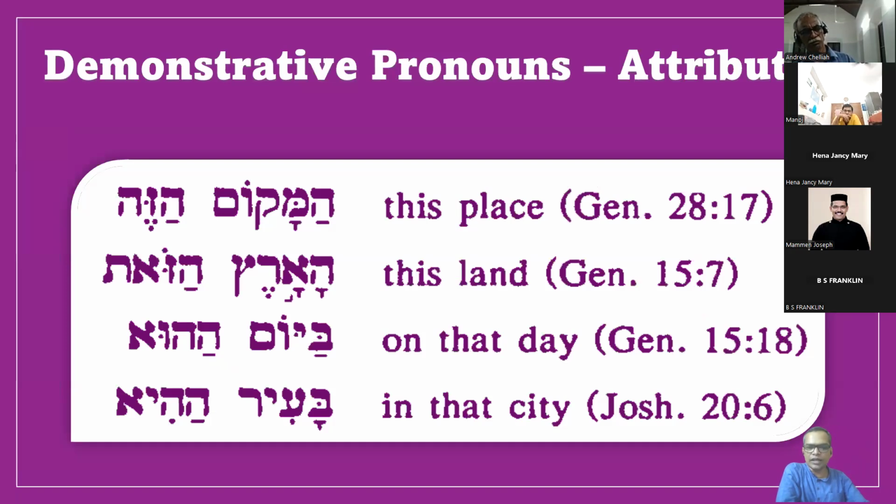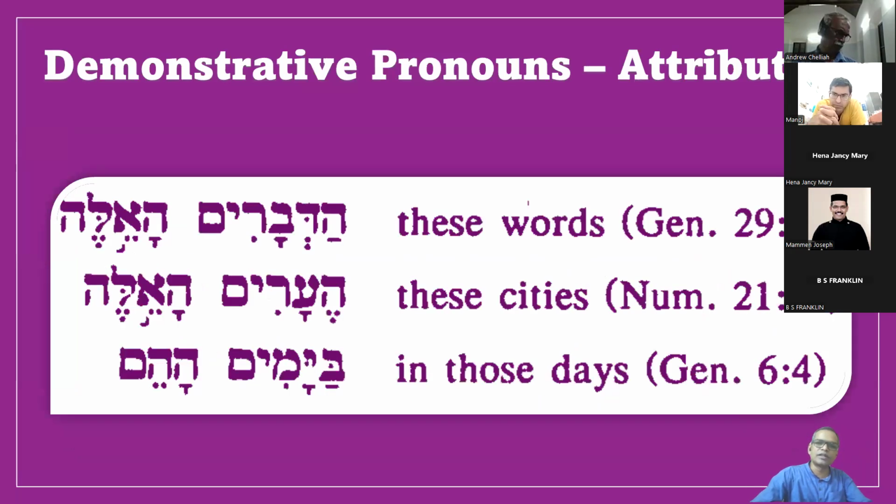So in the attributive usage especially, the demonstrative pronoun will agree with the gender, number, and the definiteness. If the noun is masculine, the demonstrative pronoun will also be masculine. If the noun is carrying definite article, the demonstrative pronoun will also carry definite article. If the noun is singular, the demonstrative pronoun also will be singular. All right. So this is the attributive usage.